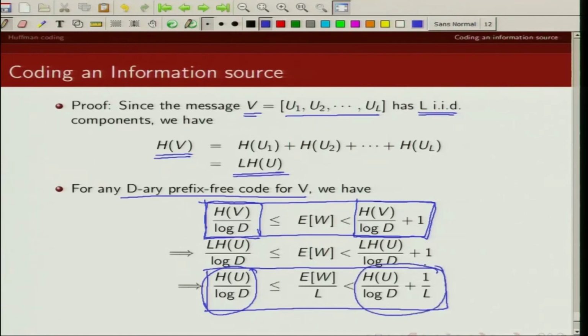Now of course if L is very large, you can see these upper and lower bounds are very close. So with this we will conclude our discussion on block to variable length coding.